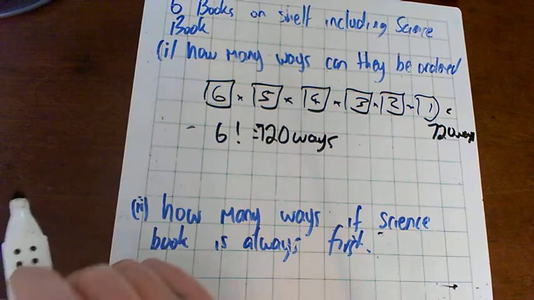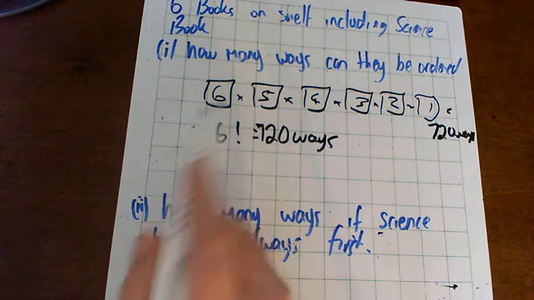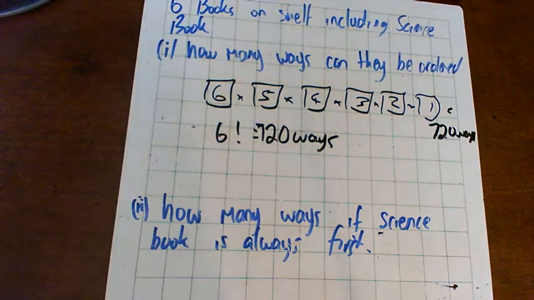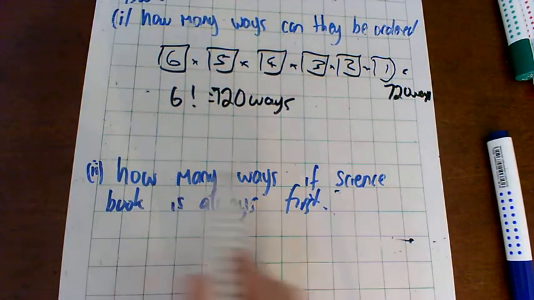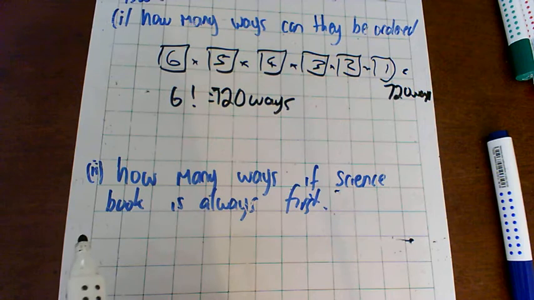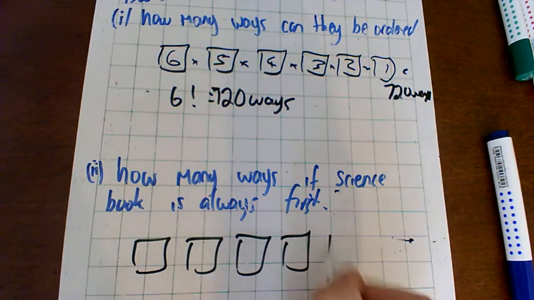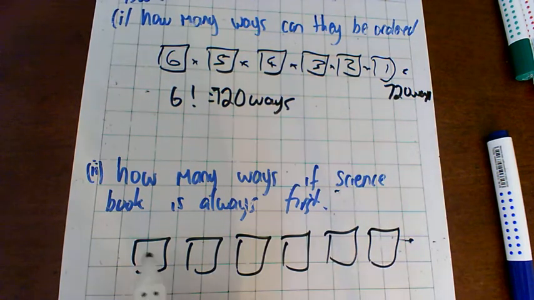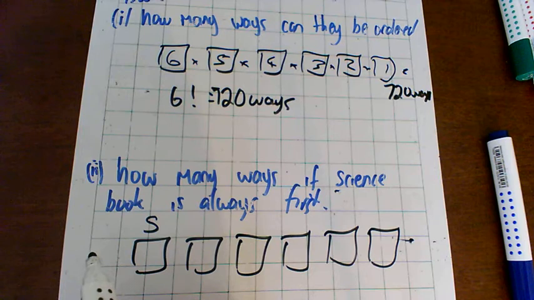Okay? Now, it's not always going to be as easy as that. If you're lucky, you might get the start of a question like that. There's going to be restrictions put on this, and I'll show you what I mean by restrictions. This second part tells us how many ways if the science book has to come first. So again, if I put out my 6 boxes to represent the books, in the last part any of the 6 could go here, but in this part it has to be the science book.